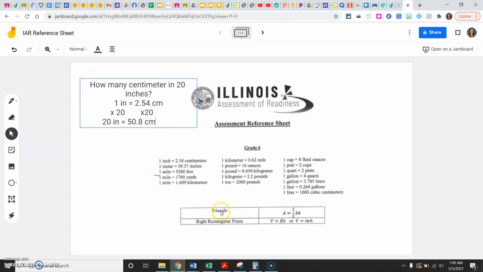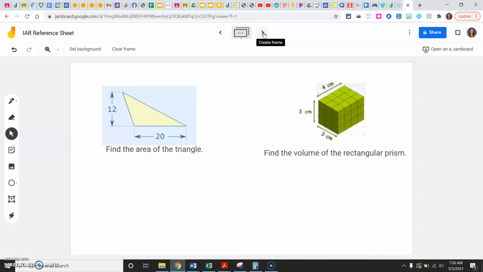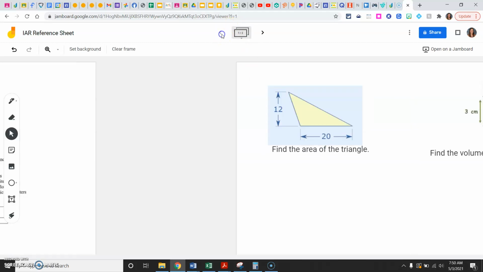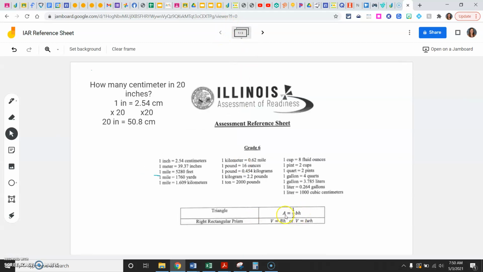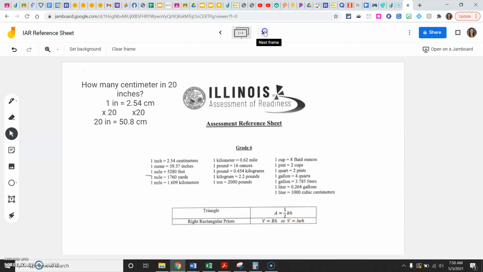Down here, these are called formulas. Area equals 1/2 base times height, so we can find the area of a triangle, or we can find the volume of a rectangular prism. So I want to show you how we use that. Even though we haven't studied that yet, we have been working with expressions, and expression and equation are very similar. When you're given a triangle, if it says find the area, you can go back and see, oh, my reference sheet, okay, I'm going to use this formula.